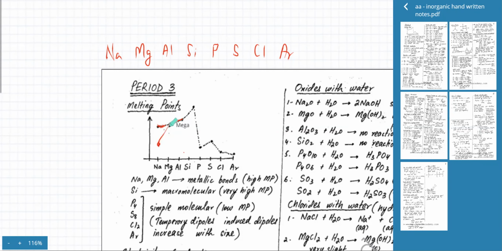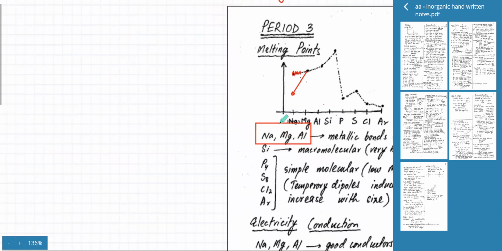Now we're going to talk about the first three. They have metallic bonds and they usually have high melting points. So we're going to talk about metallic bonds because they're going to ask questions about this and comment on the trends in the melting points. So the question is, what is metallic bonding?